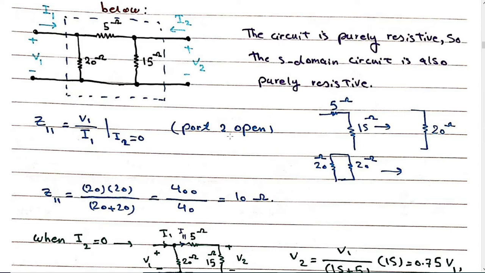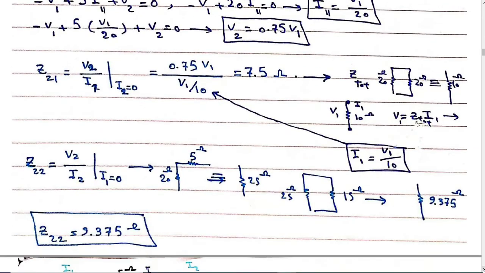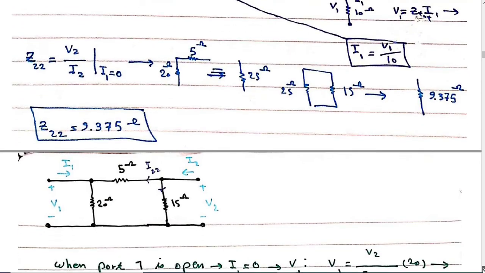Okay, is that clear? So Z22 is V2 divided by I2 when I1 is 0. So we have 20 ohms in series with 5 ohms, and this 25 ohms is in parallel with 15 ohms. So we'll get 9.375 ohms for Z22 when I1 is 0.